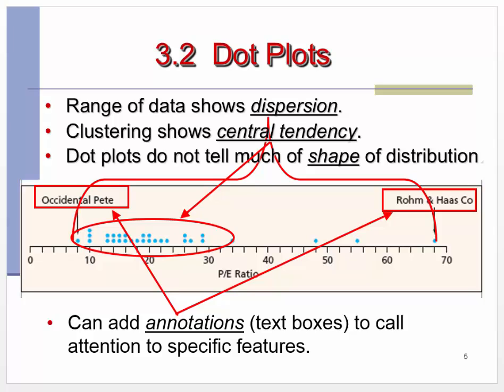This actually shows the dispersion of the data, so the range of data. And the clusters show the central tendency of the P/E ratios. Dot plots, keep in mind though, do not tell much about the shape of the distribution. You can see to the left is Occidental Petroleum, and to the right is Hess Company. Each blue dot represents a company. You can add annotations, such as company names or text boxes, to call attention to specific features.